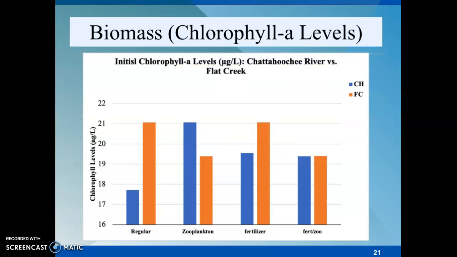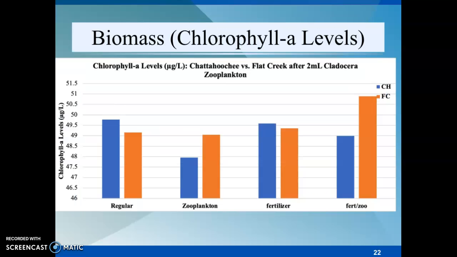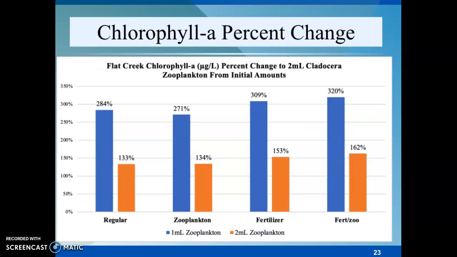There were differences in the initial chlorophyll levels before zooplankton had been added. Therefore, the percent change was mainly analyzed. 1 milliliter of zooplankton decreased the algae the most, but 2 milliliters barely had an effect on the concentrations, as seen with the zooplankton sample and the regular sample without any zooplankton. They were about the same. This was also seen with the percent change. It did not affect the algal growth.